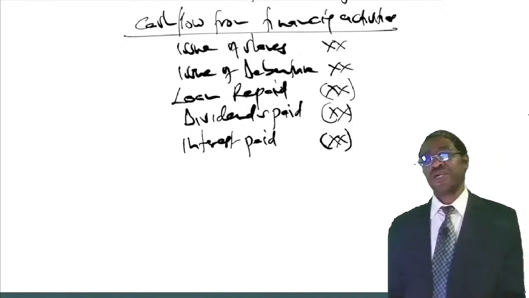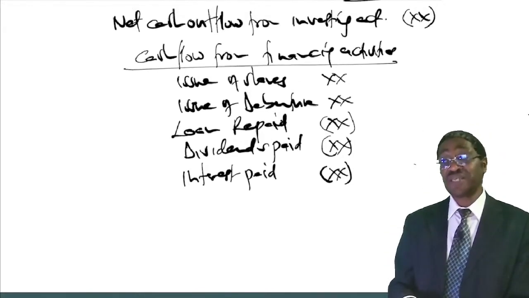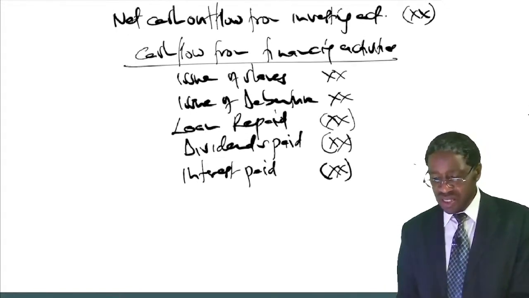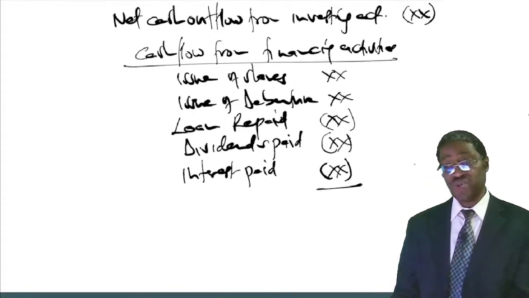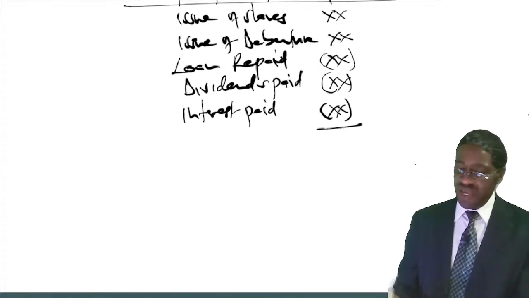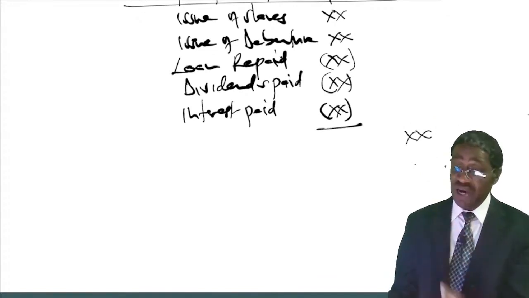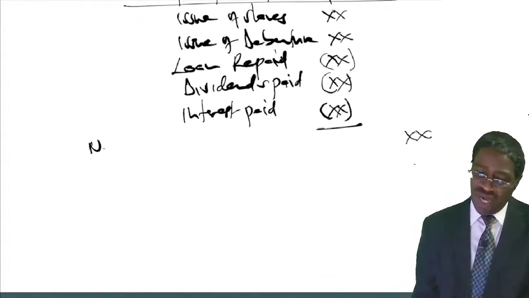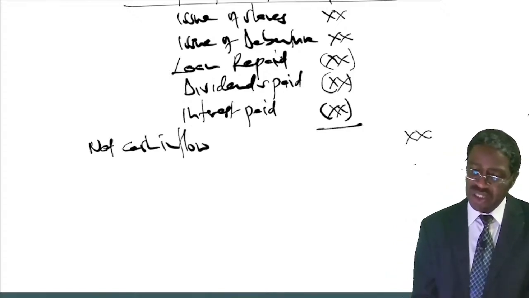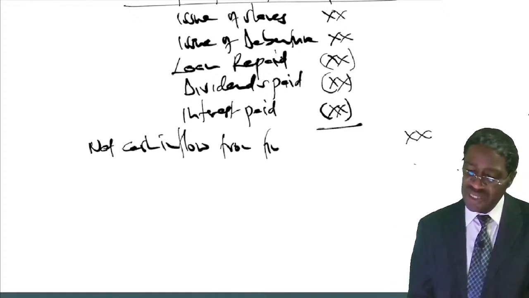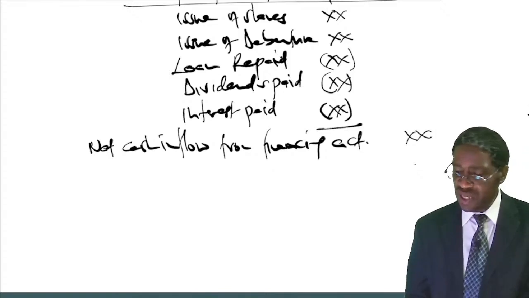Good. So let us assume now that from your question, those are the only financing activities. Again, get the net of all of them, push it to the extreme. Let us assume it's a positive now. You now call it net cash inflow. Net cash inflow from financing activities.